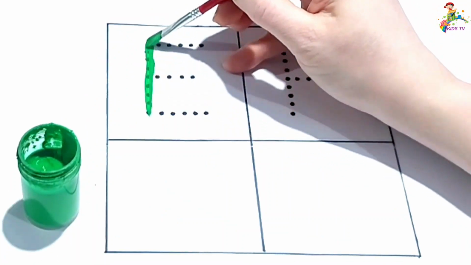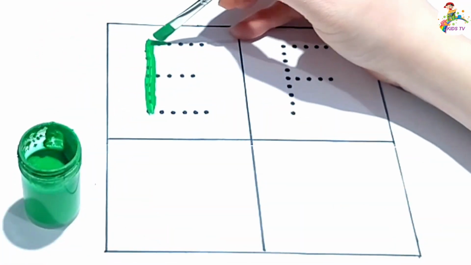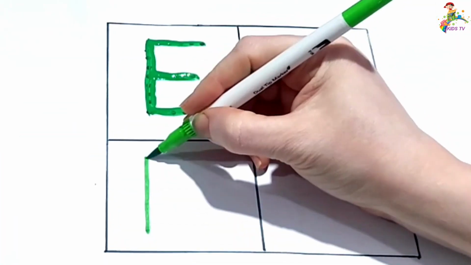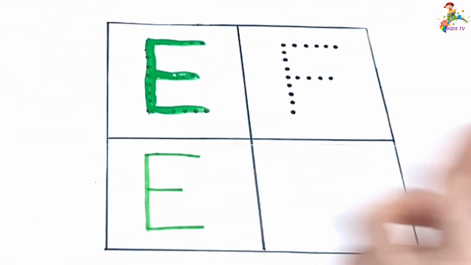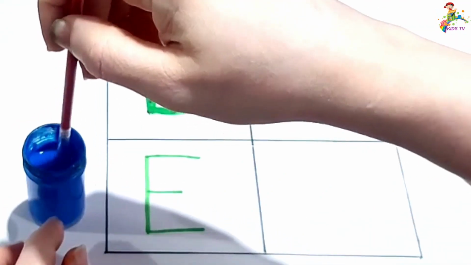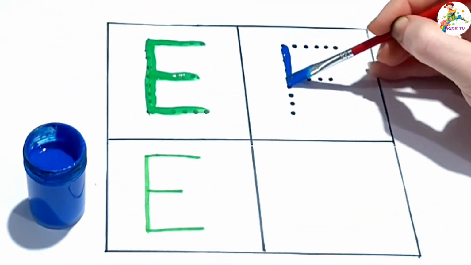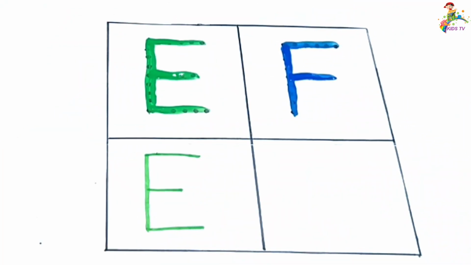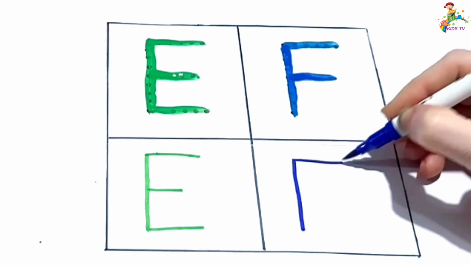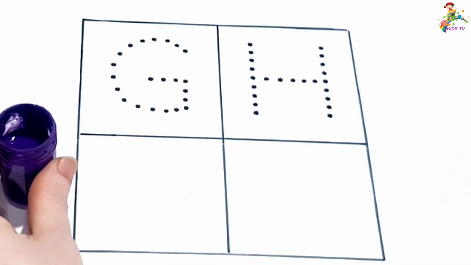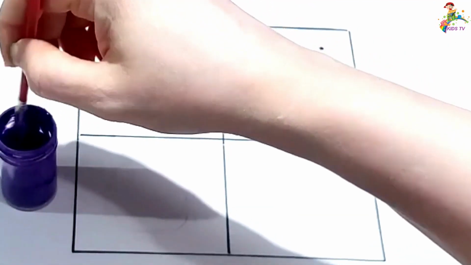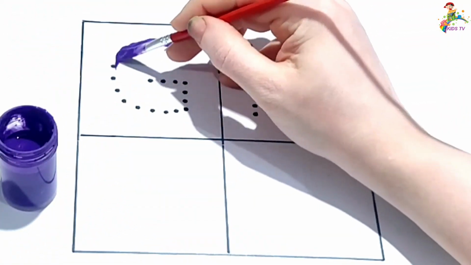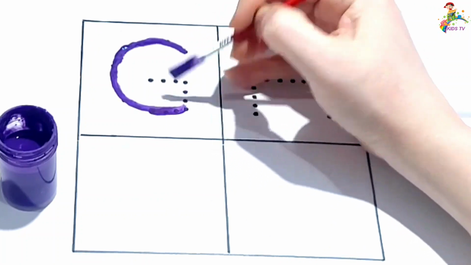Green color. E. E for elephant. E for egg. Blue color. F. F for fish. F for fan. Purple color. G. G for giraffe. G for grass.